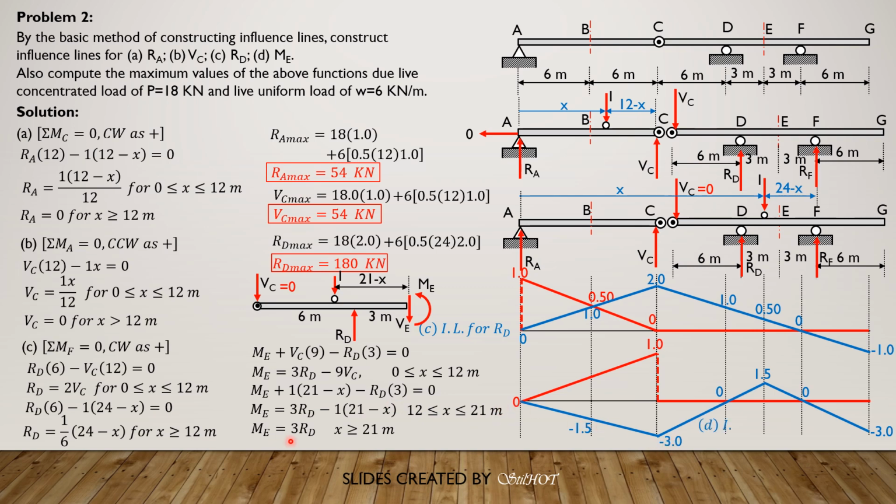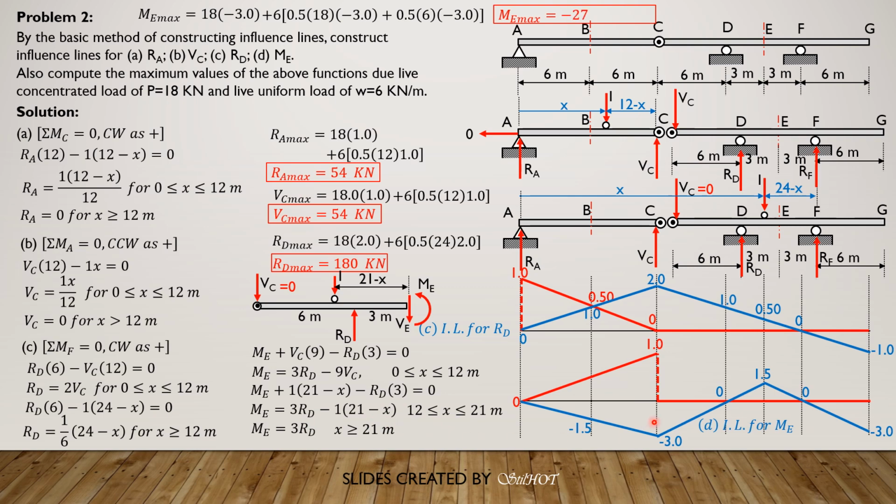When x is between 12 and 21, this is the formula. So when x is 12, 3 times RD, 3 times 2 is 6, minus 1 times 21 minus 12, which is minus 9. So 6 minus 9 is still negative 3. We have continuity. Then when x is 18, RD is 1. So 3 times 1 minus 1 times 21 minus 18.